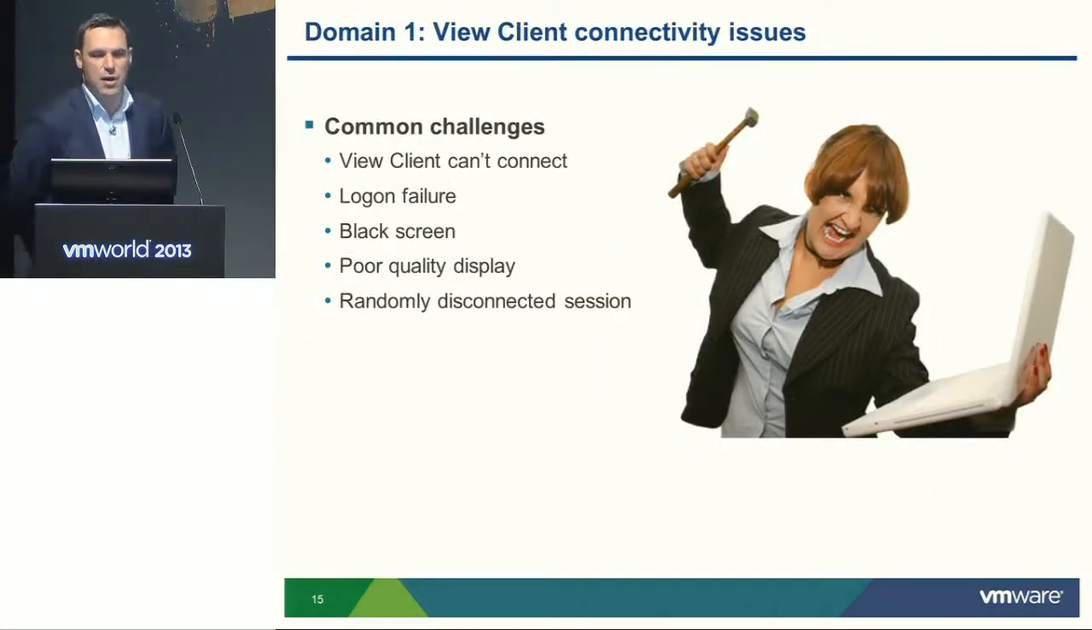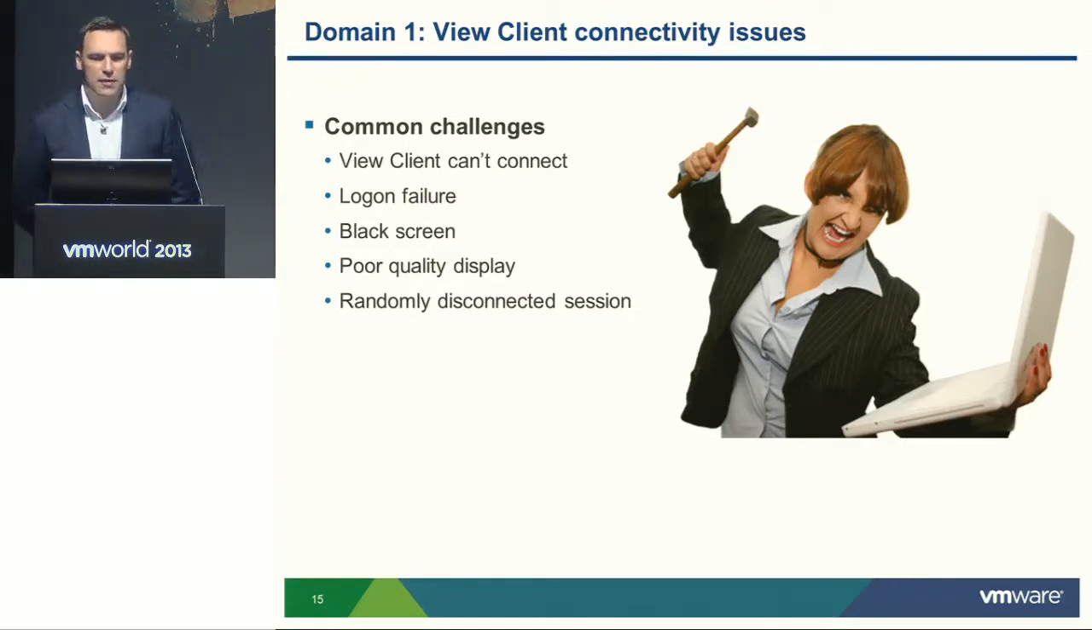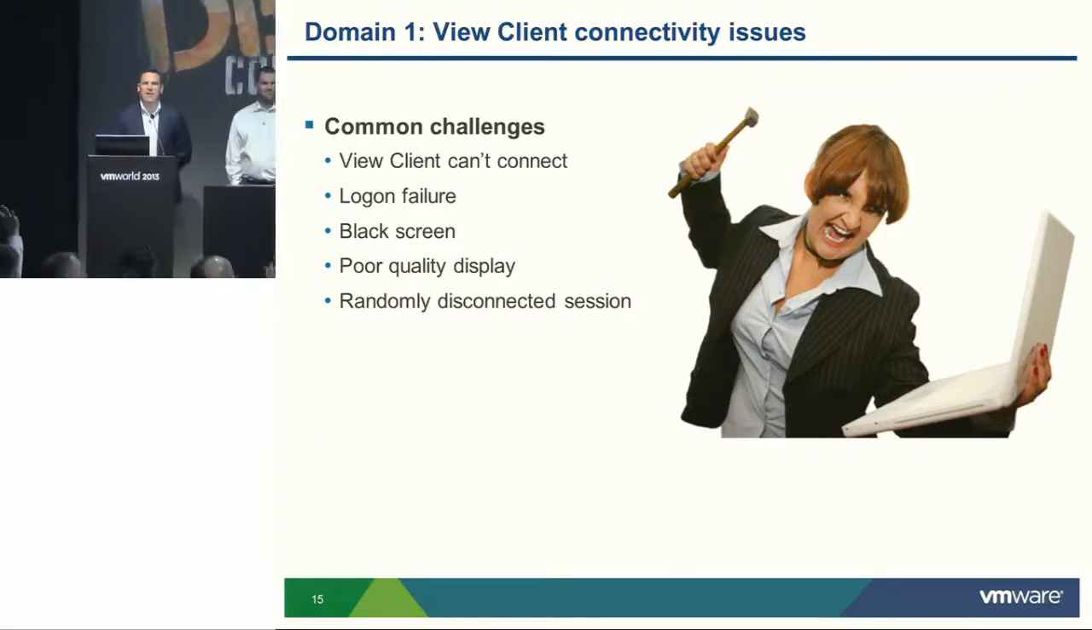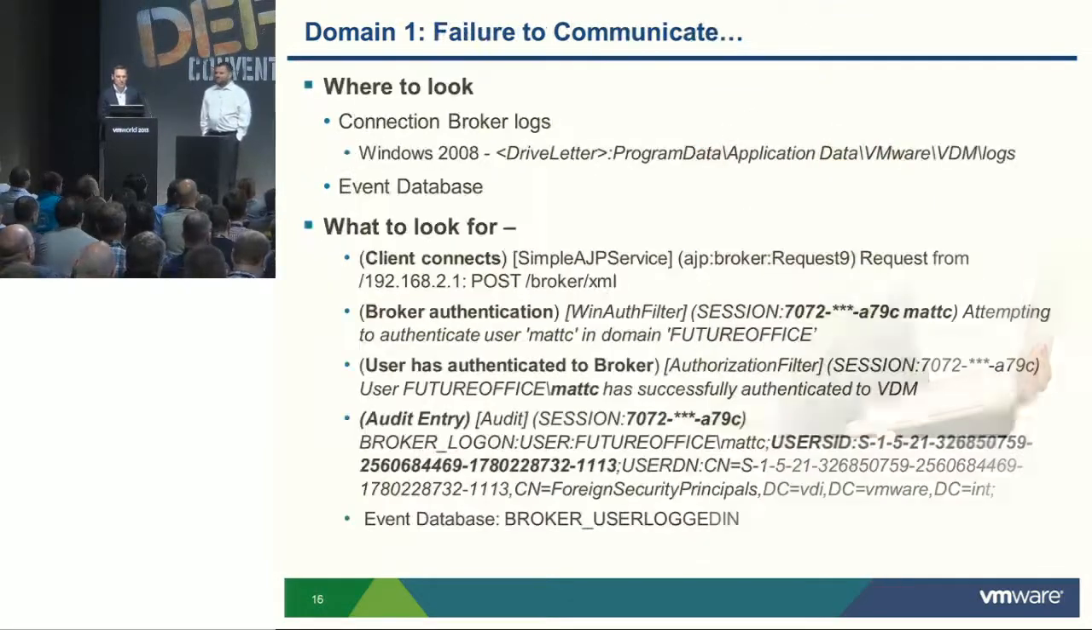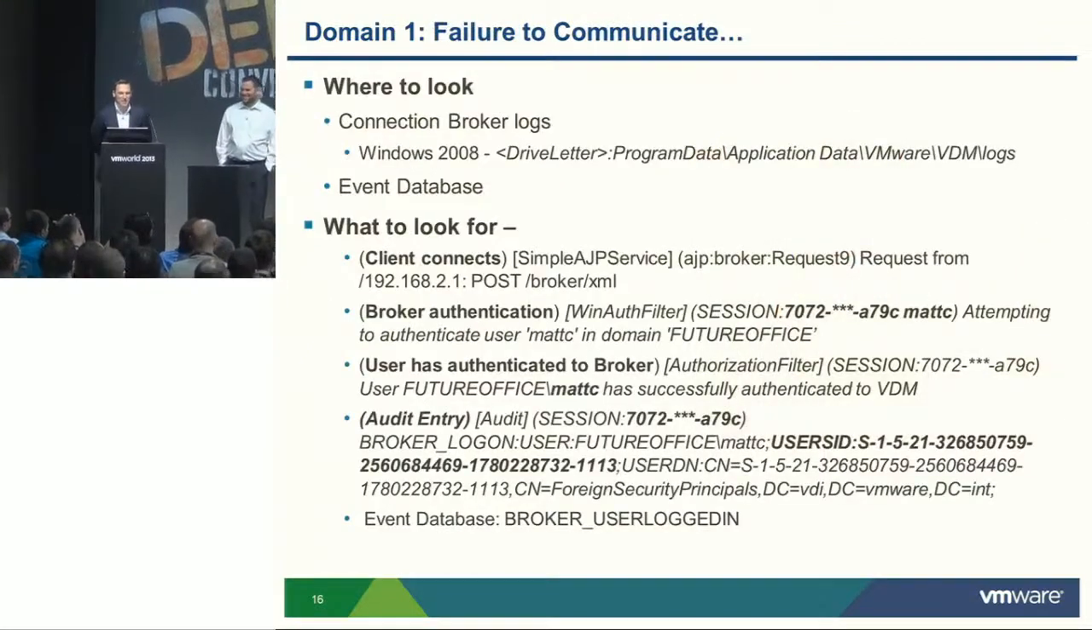And the first one really is around View client connectivity issues. So this could be something such as the View client can't connect, or there's a login failure, or there's a poor quality of display, or maybe even a randomly disconnected session. How many of you have seen the PCoIP black screen of death? Yeah, common one. So we'll cover that today. And this is one of our very unhappy users, by the way. On a good day.